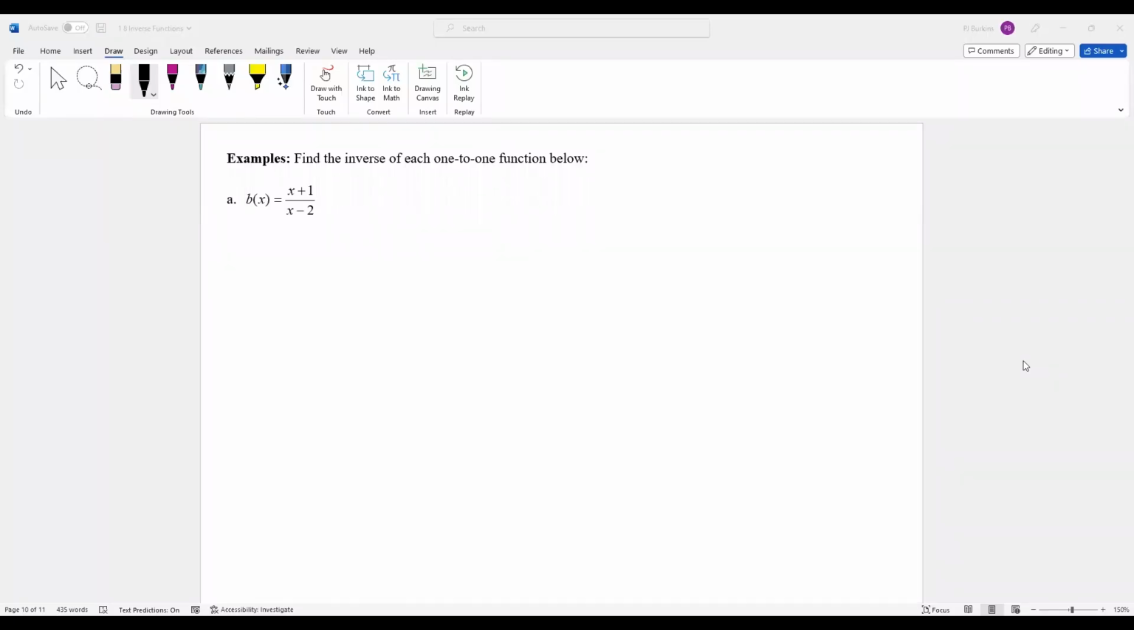All right, to finish up 1.8 in inverse functions, we're told to find the inverse of each one-to-one function. So if they're telling us that the function is one-to-one, they're telling us these have inverses. So we don't have to prove that. We don't have to do the horizontal line test. We're just asked to find the inverse function.